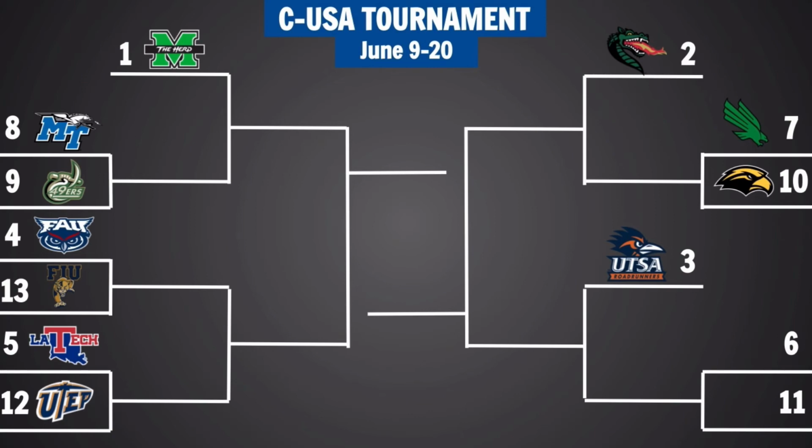As for the 6 seed, though, we have got Western Kentucky coming in, and they're going to be considered the home team against the 11 seed, which will be Rice. We got Rice and Western Kentucky playing there in the 6 versus 11 seed game. So that's our Conference USA tournament. June 9 to 20 is when this tournament will be.